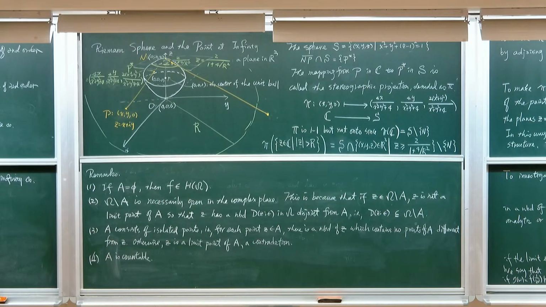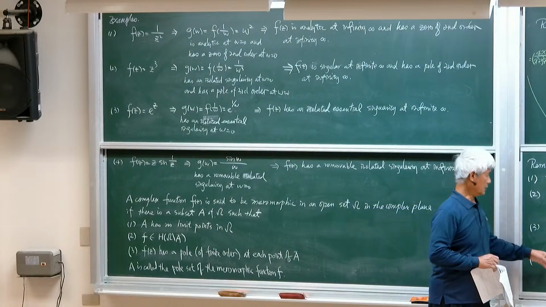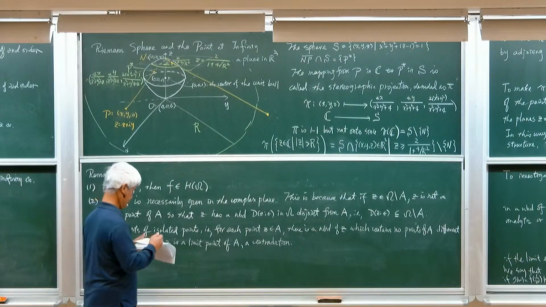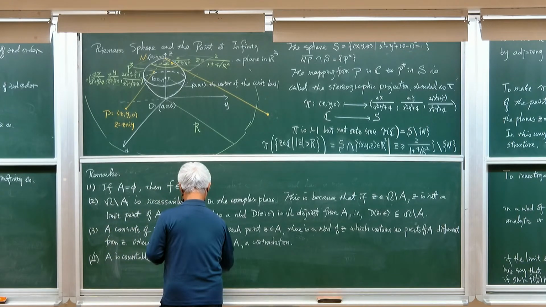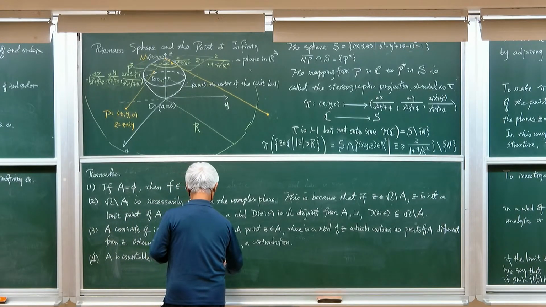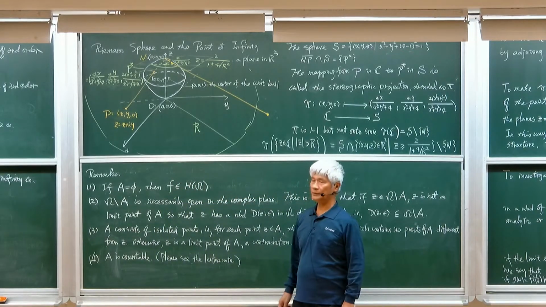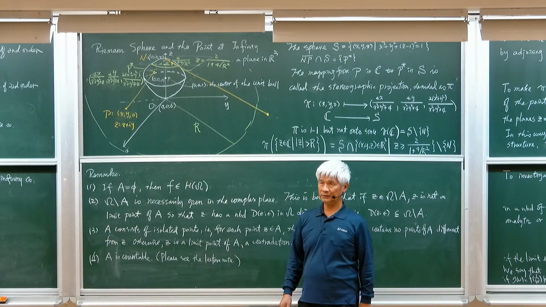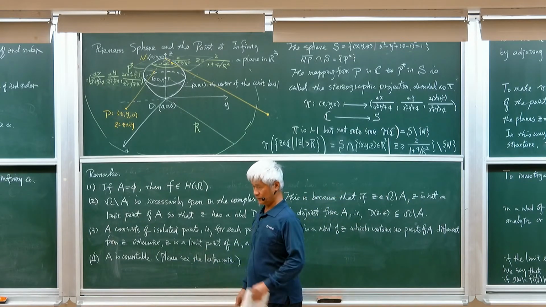So either A is a finite set, so the pole set is finite, or if it's infinite, then it's countable. All right, so please see. I give a reason why A is countable, and it involves the topology of the complex plane, so I leave the detail for you to read.